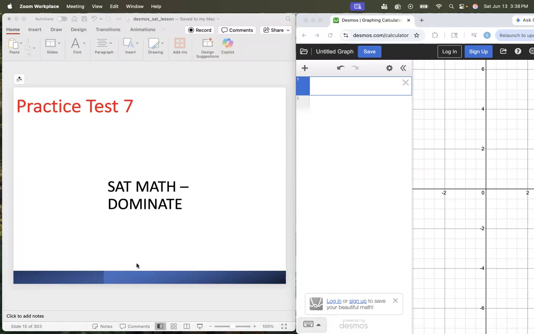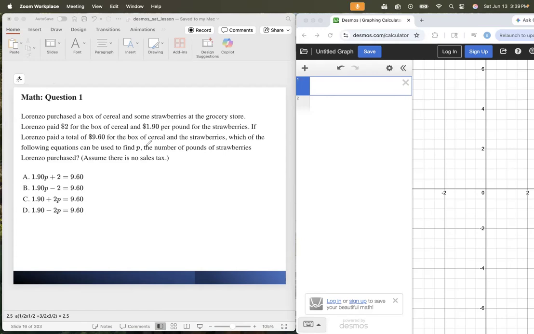Let's go. First question. Lorenzo purchased a box of cereal and some strawberries at the grocery store. Lorenzo paid $2 for the box of cereal and $1.90 per pound of the strawberries. If Lorenzo paid a total of $9.60, which of the following equations can be used to find P, the number of pounds of strawberries Lorenzo purchased?